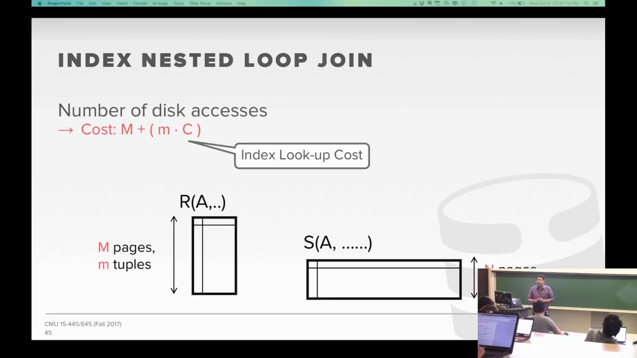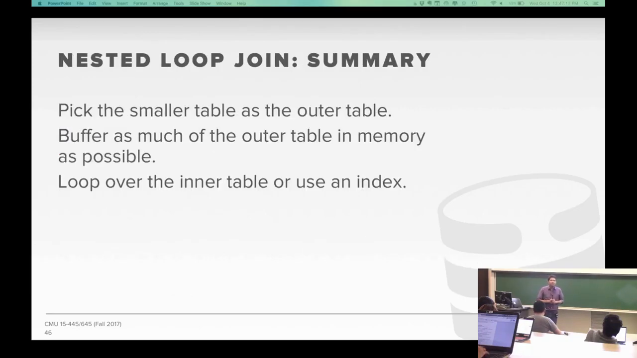So here's a summary of all the different variants of the nested loop join algorithm. You have the simple one, the block one, and the index-based one. The general idea is to pick the smaller table as the outer table, then buffer as much of the outer table as possible in memory. And lastly, you loop over the inner table, or you leverage an existing index to figure out matches in the inner table. That's the general design of the nested loop join algorithms. Any questions on nested loop join algorithms?